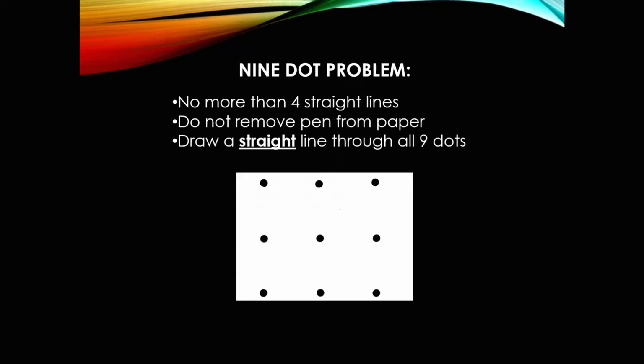So I encourage you at this point to pause the video, draw out your 9 dots, and see if you can do it. It seems straightforward, but when you try, it can be really tricky. So go ahead, pause the video here, see how you do. Don't pick up your pen from your paper. Can you draw with 4 straight lines through all of the 9 dots?